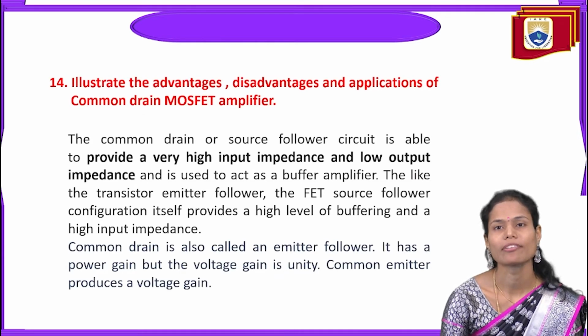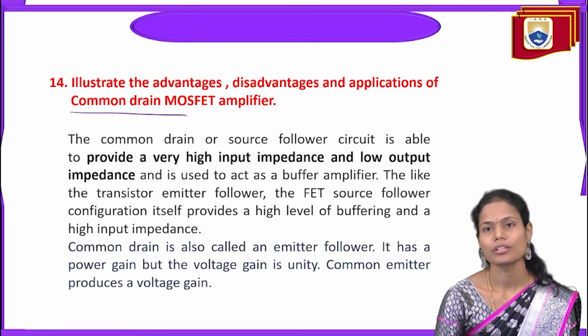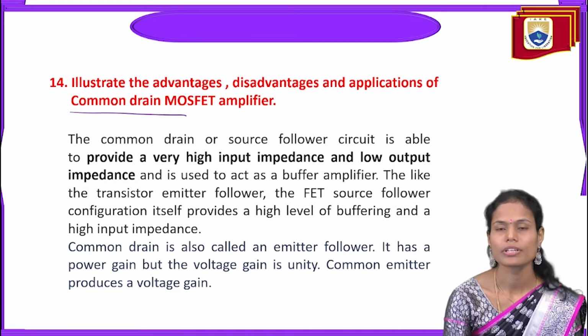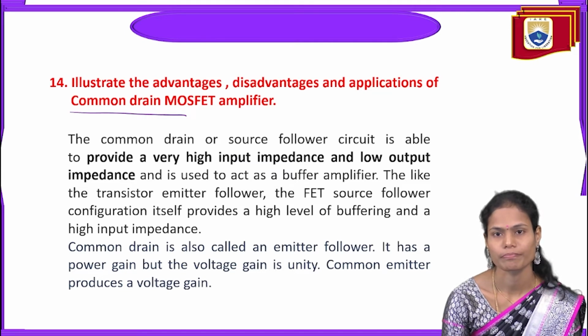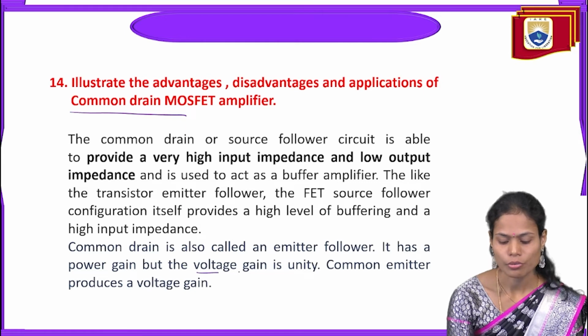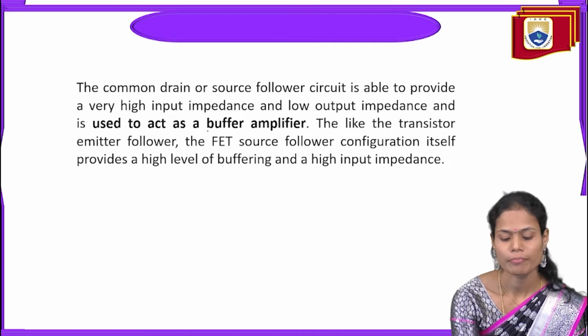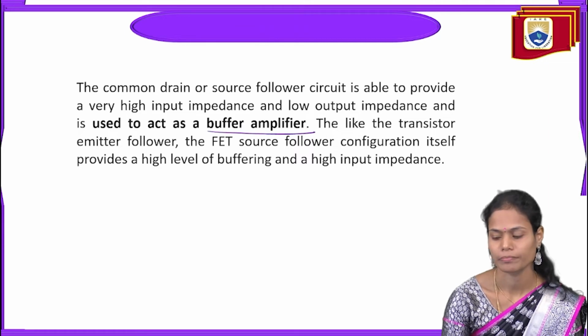And next, illustrate the advantages, disadvantages and applications of common drain MOSFET amplifier. So here the common drain amplifier is also called a source follower circuit, and it provides very high input impedance and low output impedance. And this one we can also call an emitter follower circuit in the case of a transistor. And the voltage gain is unity. So this circuit we can utilize as the buffer amplifier. For the buffer applications we can utilize this common drain or source follower circuit. So we need to explain all the advantages, disadvantages and applications in detail.